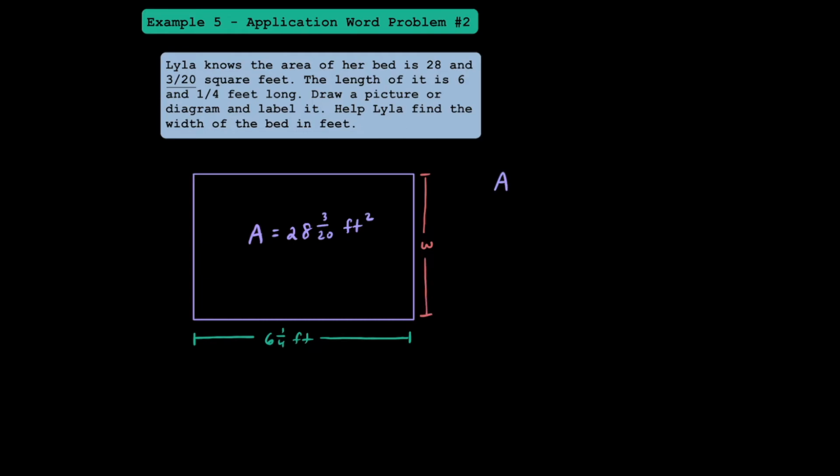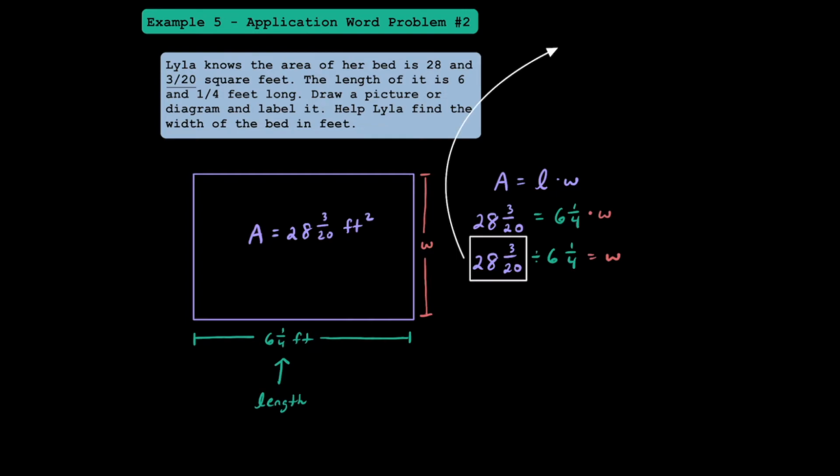The formula for the area of a rectangle is area is equal to length times width. Since we know the area is 28 and 3/20, I'm going to substitute the area with that value. Remember, 6 1/4 feet is going to represent the length. I'm going to substitute the 6 1/4 in for the length here. And since we don't know the width yet, we're going to keep it as W. If we know that 6 1/4 times something is 28 and 3/20, then we can say that 28 and 3/20 divided by 6 1/4 is equal to the width. Finding the quotient here is going to help us find the width of Lila's bed.